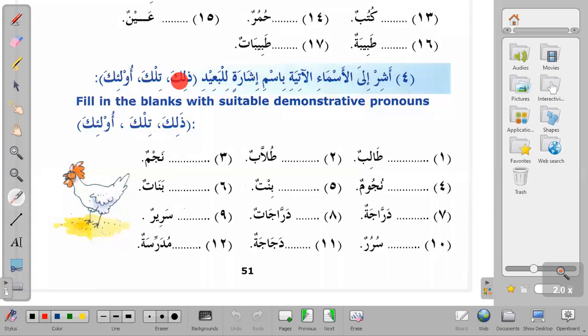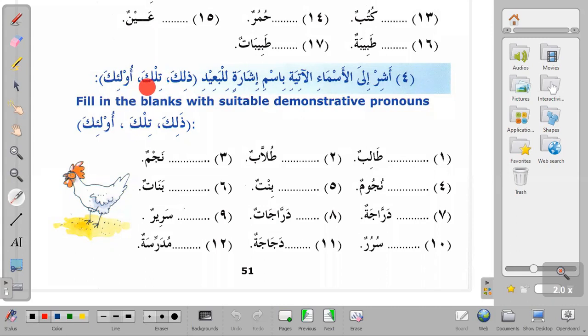But zalika is specifically one male at far away. Tilika, one female or one feminine thing at far away. And then ulaika is for both, whether plural of masculine at far away or plural of feminine at far away. Both. But when we are dealing with Jam'ul Ghair Akil, I hope you know the rule. Okay. We always go for the singular feminine, which is tilkia.